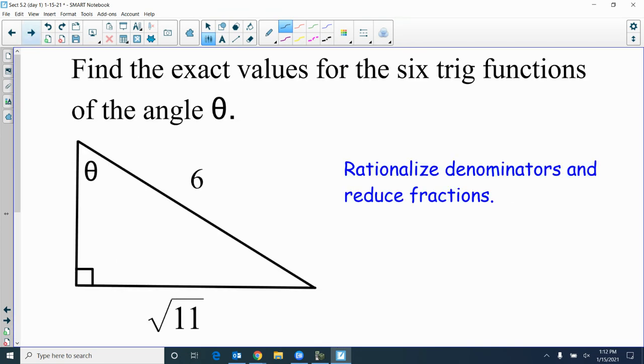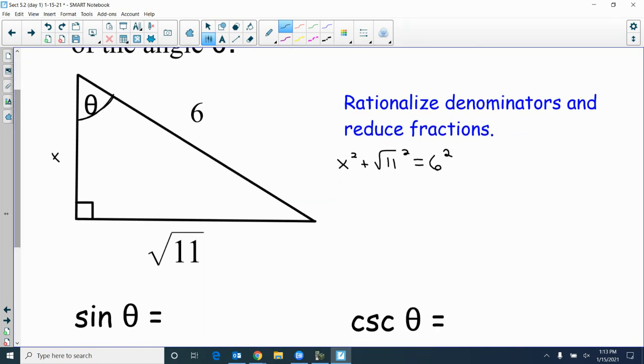Find the exact values for the 6 trig functions of the angle theta. Rationalize denominators and reduce fractions. I'm going to give you 2 of the 3 sides. The hypotenuse is 6, and the side on the bottom is radical 11. The angle is this top angle here. We need to find this missing side, and since it's a right triangle, use Pythagorean. I'll just call that x. So x squared plus the square root of 11 squared equals 6 squared. Go ahead and find that missing side.